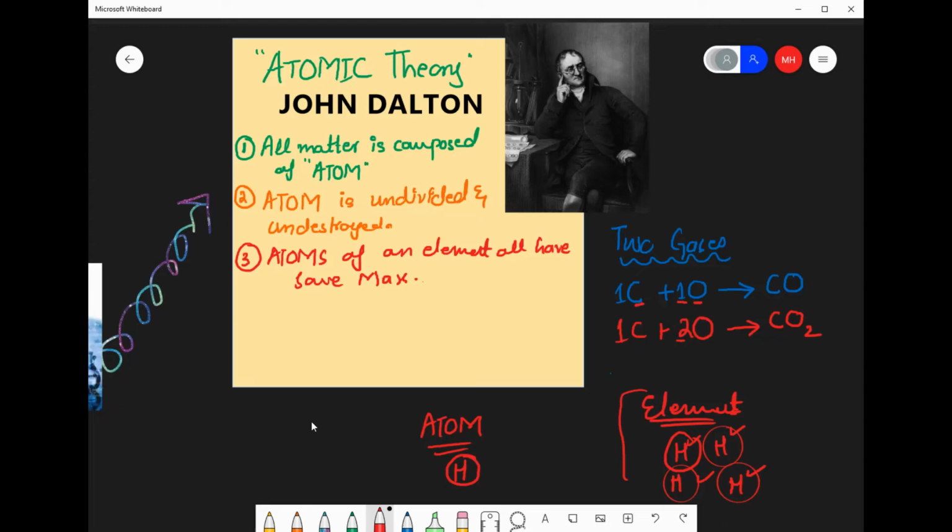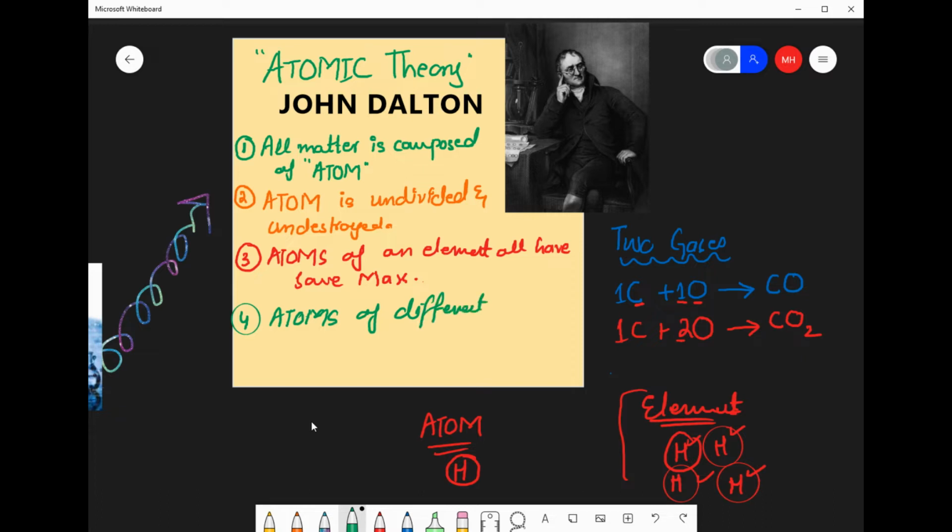They will have the same mass. Now the fourth property: obviously, if the atoms of the same element have the same mass, then atoms of different elements will have different mass. Carbon has a different mass, oxygen has a different mass, because both of them are different elements, different atoms.